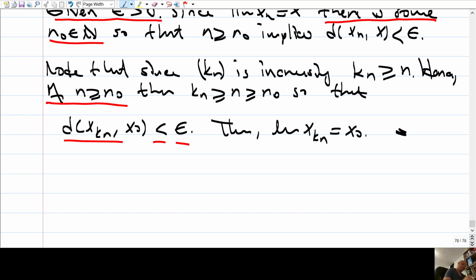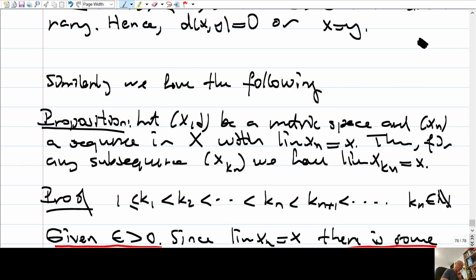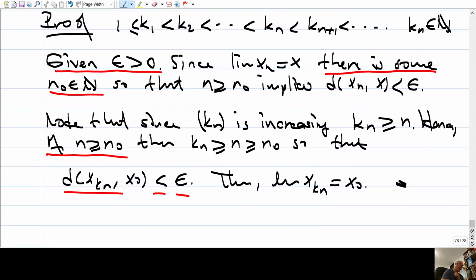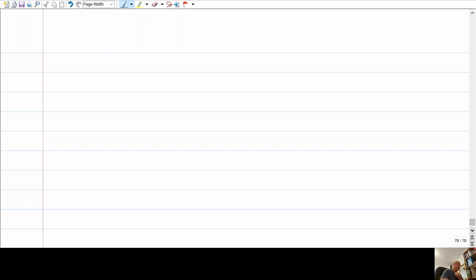Increasing, I'm sorry. Actually, it is strictly increasing, but what I mean is this: k_1 is less than k_2, k_2 is less than k_3, and so on, right? Therefore, k_n is at least n.